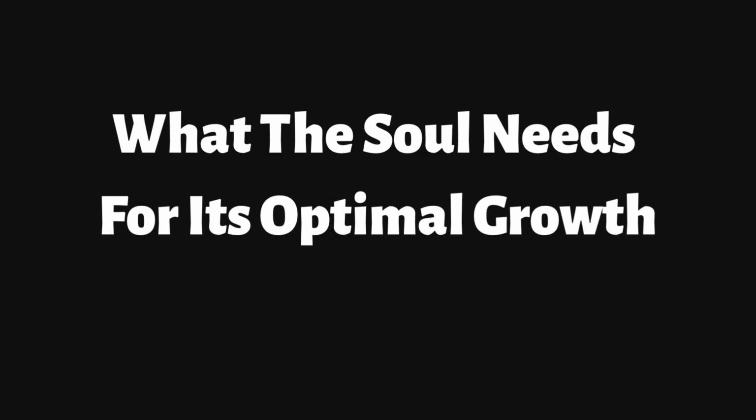When you think about a plant, some things that you may need for its optimal growth would be, first off, water. You definitely need water for a plant to grow. Water hydrates and replenishes. You also need sunlight. Sunlight gives it its height and gives it a direction to grow in.